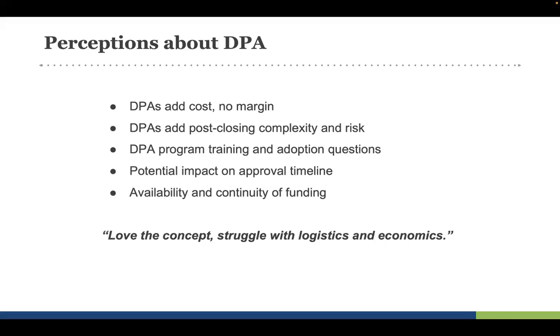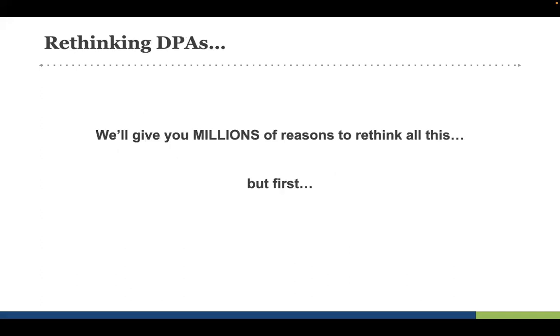There are also concerns about the availability and continuity of funding. Look, we track the funding status of these programs. You can use our platform to figure out if a program has money right now, and we're constantly monitoring that. Additionally, I already mentioned that most of your state programs, they don't run out of money. Those days are long gone. But yes, there are some programs that are seasonal, and we track that. So ultimately, one of the things we hear is we love the concept, but we struggle with the logistics and economics of down payment assistance. Well, we would suggest that you rethink that, and we're going to give you millions of reasons to do so.